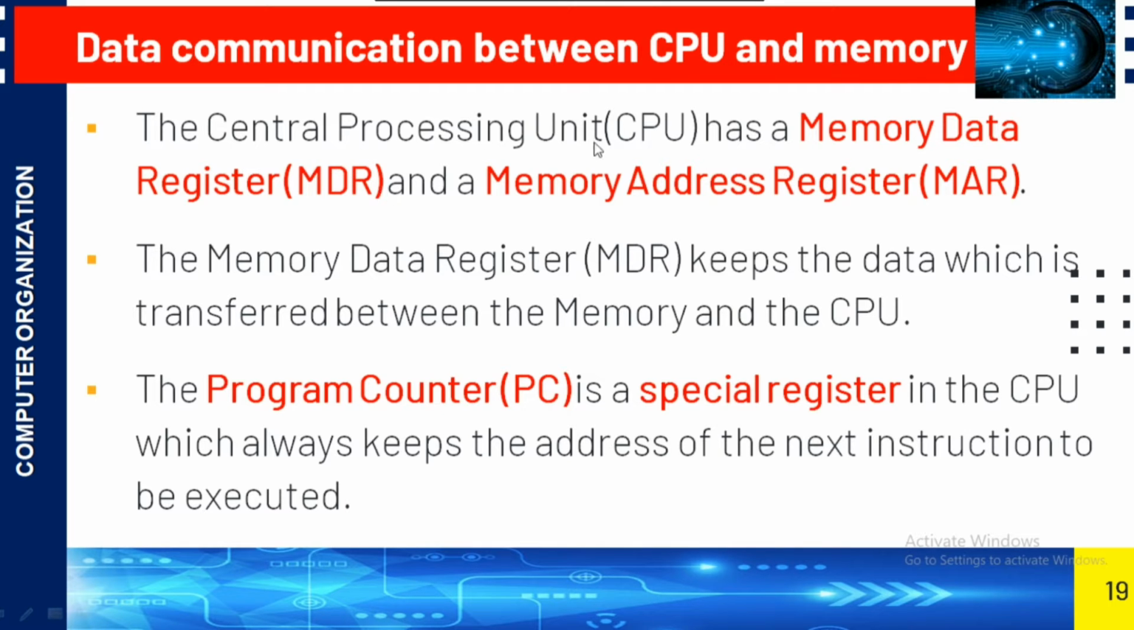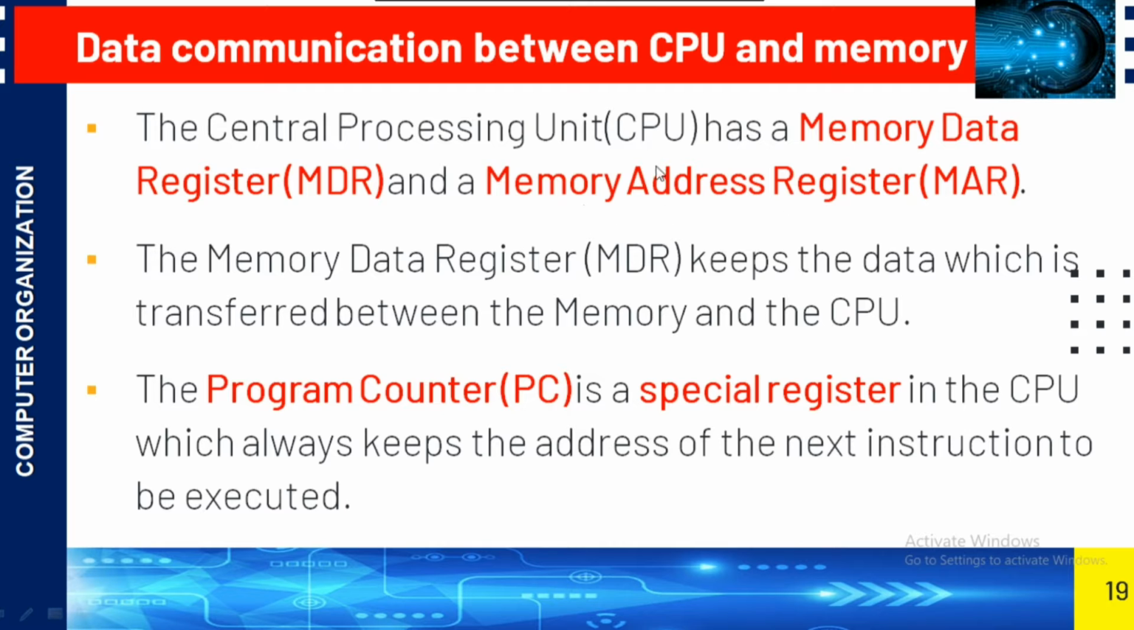The central processing unit has a memory data register and a memory address register. We studied the block diagram of the CPU, where we mentioned internal registers. There are two registers in the CPU: one is the memory data register, another is the memory address register. Registers are used to store data. The MDR, memory data register, keeps the data that is transferred between the memory and the CPU.